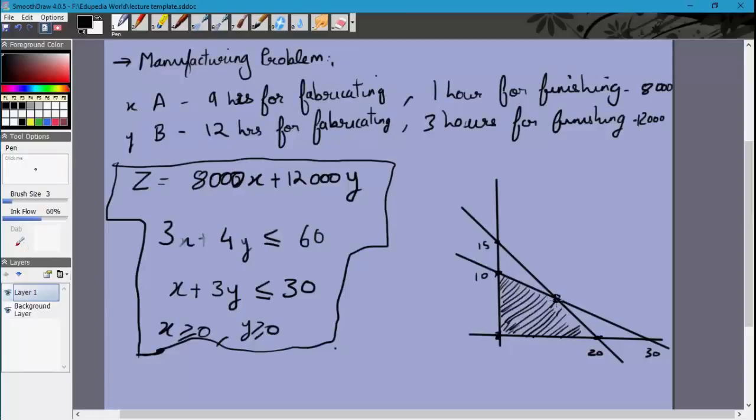Let's calculate this coordinate. 3x plus 4y is equal to 60. X plus 3y is equal to 30. Just multiply this by 3. So 3x plus 9y is equal to 90. Subtract from the first. We get 5y is equal to 30, which gives me y is equal to 6. If y is 6, 3y is 18. So x is 12. So this is 12, 6. And now we can just calculate the value of z for all of them.